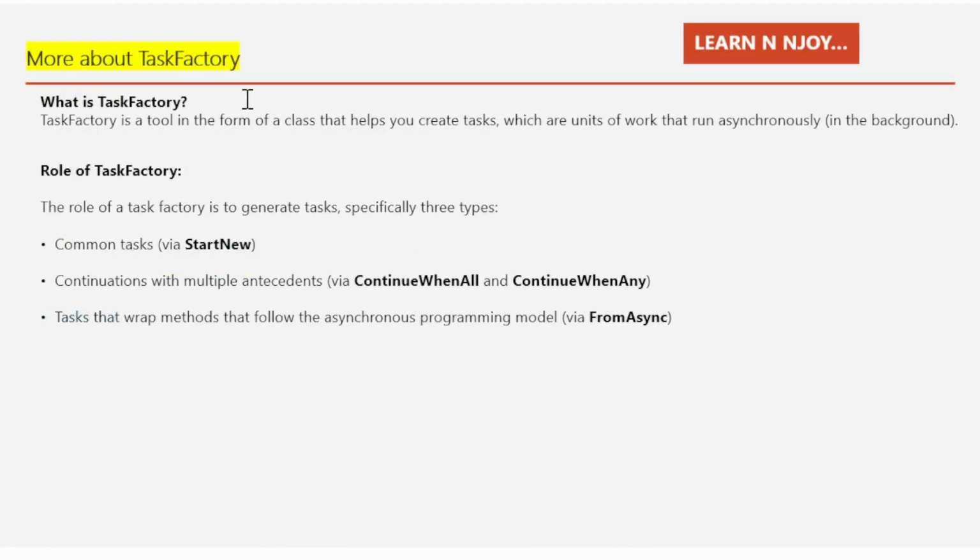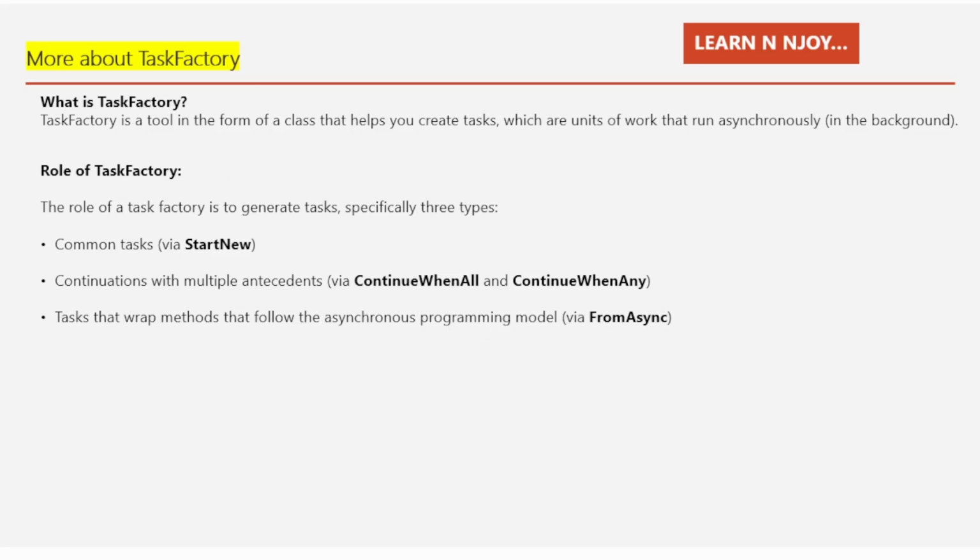So what exactly is TaskFactory? It's nothing but a class that helps you create tasks, which are units of work that run asynchronously in the background. Then we need to understand the role of the TaskFactory. Here, the role of the TaskFactory is to generate three types of tasks. Number one, a common task, which we create with the help of the StartNew method. Then we can go for continuations with multiple antecedents via ContinueWhenAll and ContinueWhenAny. Then the third type of task we create with the help of TaskFactory is a task that wraps methods that follow the asynchronous programming model via FromAsync.